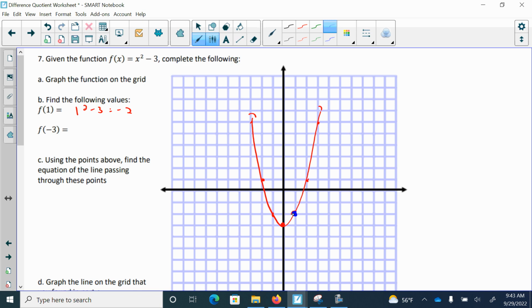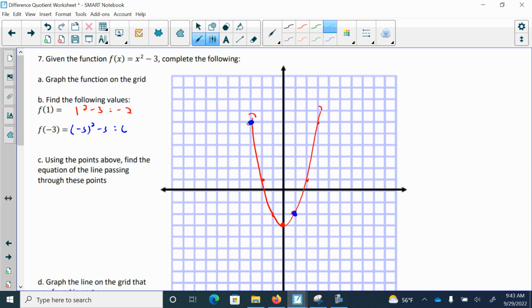And then if I do f of negative 3, that's going to be negative 3 squared minus 3. So that's 9 minus 3, and that ends up being 6. So 1, 2, 3, 1, 2, 3, 4, 5, 6. So I did a good job graphing, too. Yes. So I have that.